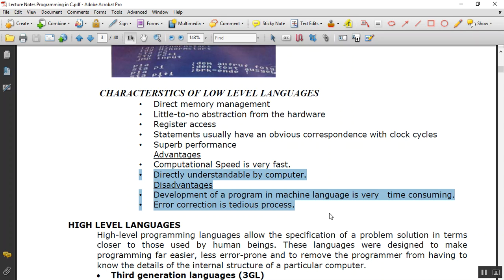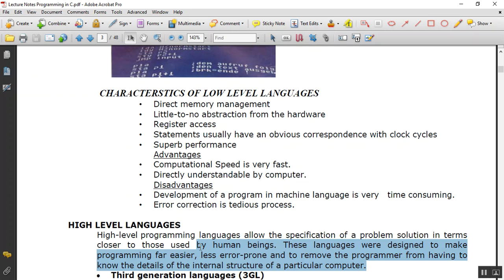Okay. Next category is high level language, which is easily understood by human beings, because in this high level languages we use English kind of words, very few words, but still it is English language. High level language allows specification of a problem solution in terms closer to those used by human beings. These languages were designed to make programming far easier, less error prone, and to remove the programmer from having to know the details of internal structure of a particular computer.